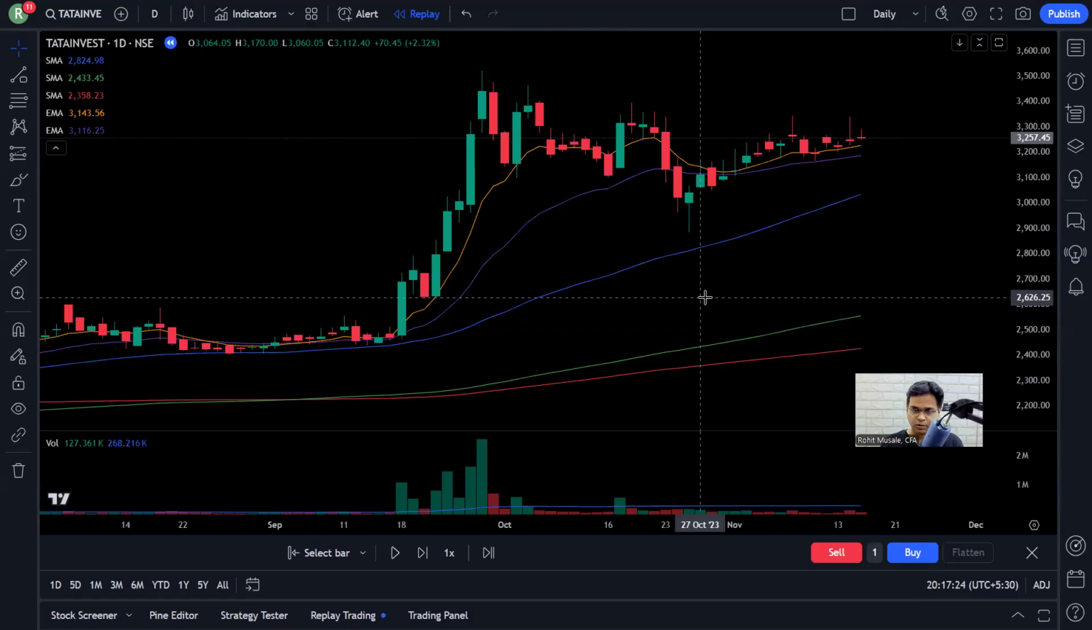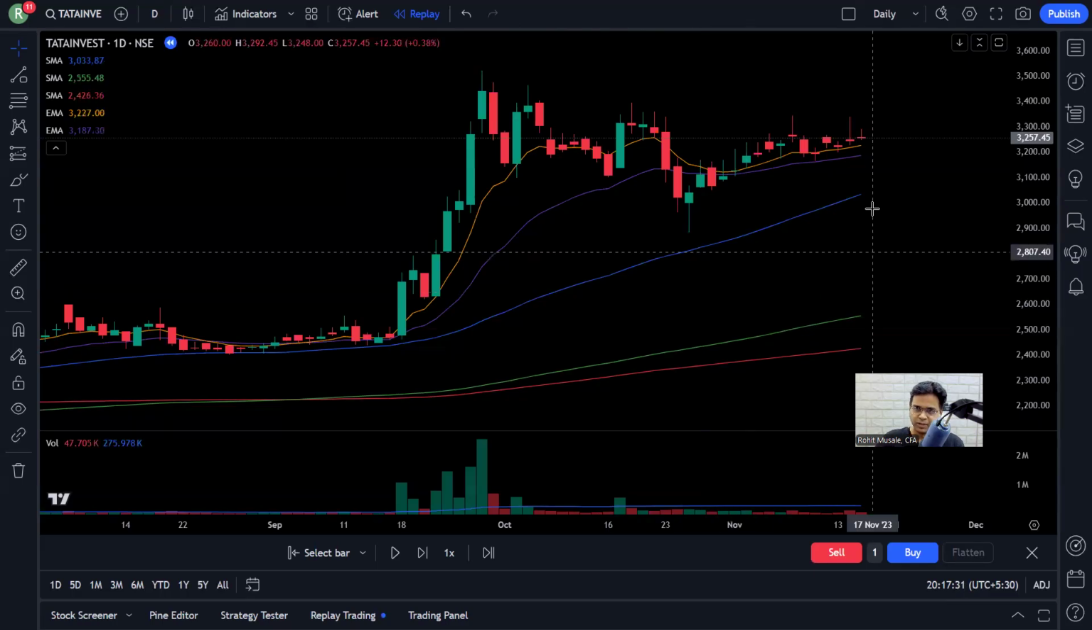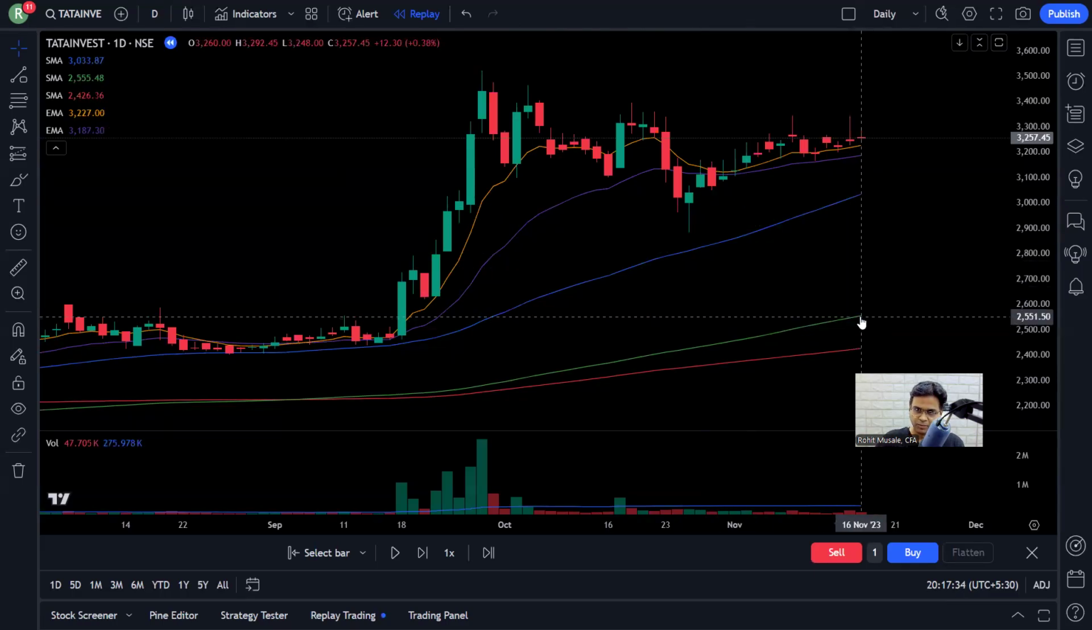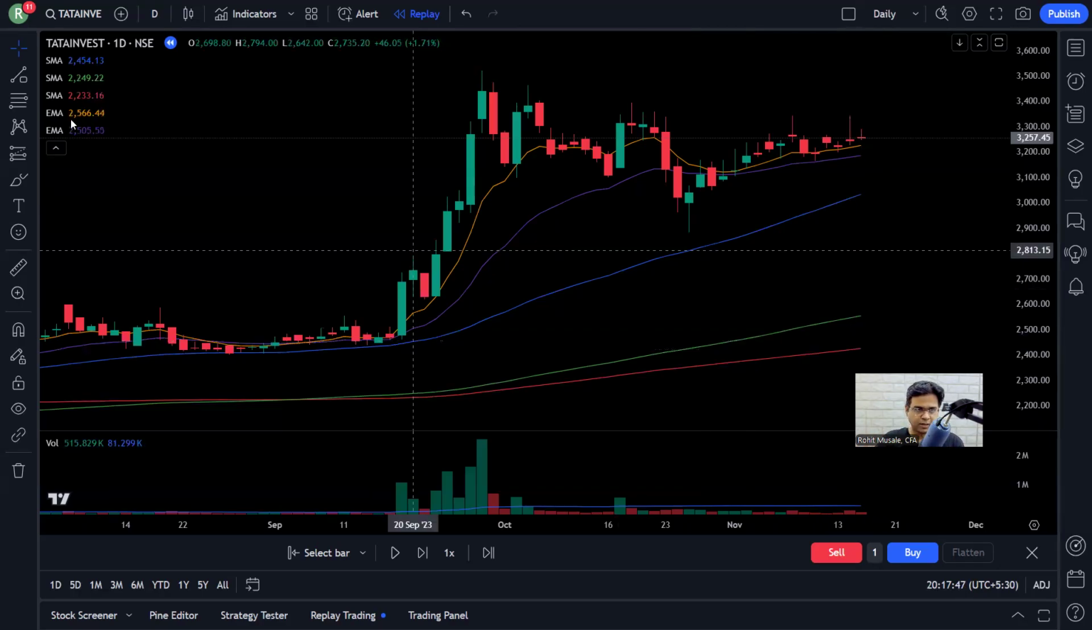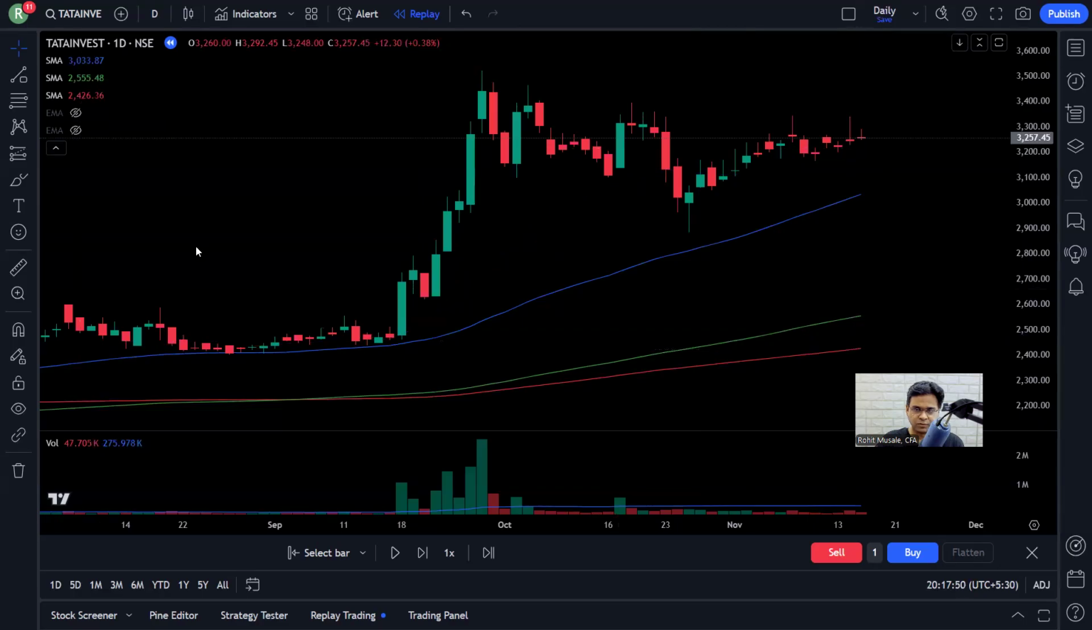So what do we look for technically in a stock? Number 1, we look for blue, green, red. So the 50-day moving average should be above the 150-day moving average, which should be above the 200-day moving average. So blue, green, red combination. Preferably, all 3 moving averages should be sloping up. Preferably, the price should be above all the 3 moving averages. Okay, let me hide the short-term moving averages for you. See, the price is above the long-term and the intermediate-term moving averages. So blue, green, red. That's our first criteria.